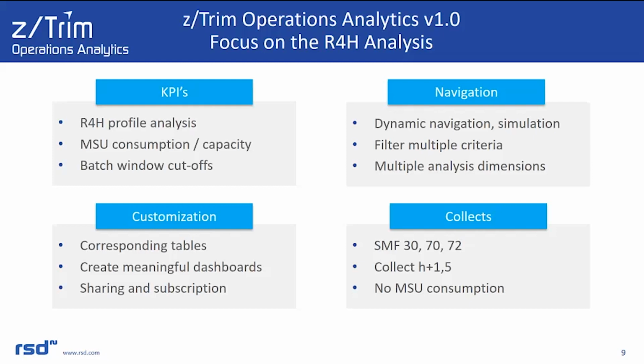Version 1 focuses on SMF records 30, 70, and 72 for those key KPIs that I've already mentioned. And then finally, it consumes no additional MSU for processing. And this is really an interesting concept when you consider that most analysis products will contribute to your MSU cost. We are running in the distributed platform and we do not contribute to that cost.